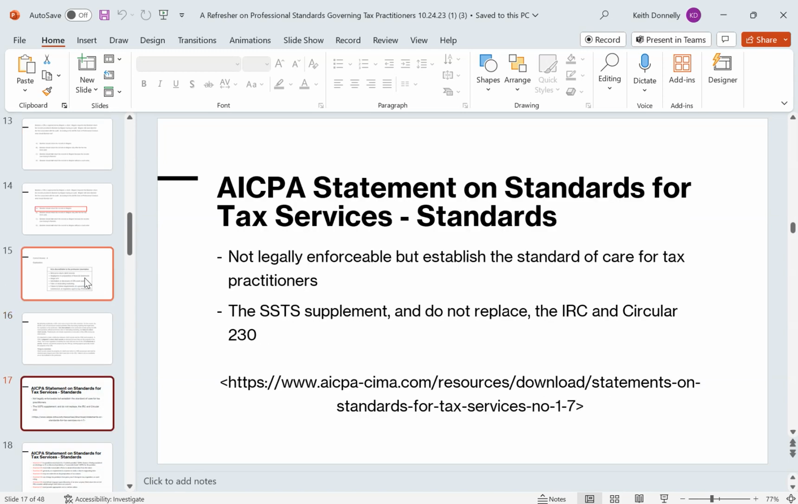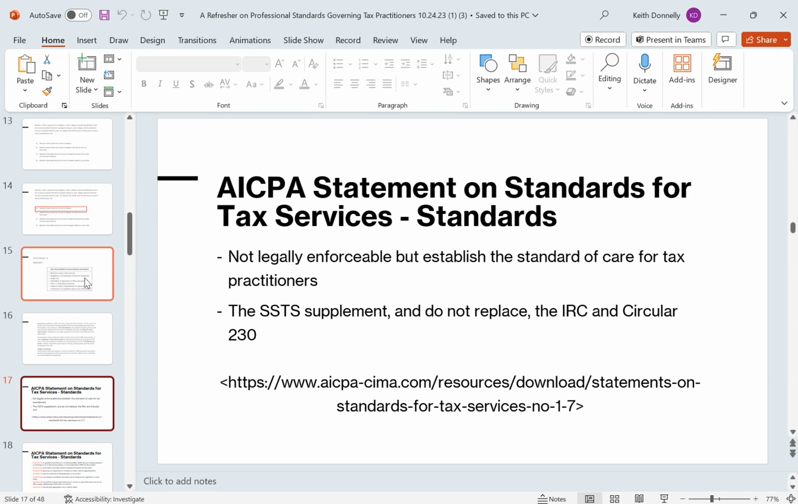All right, next up here, the statement on standards for tax services. We'll see at the end, right? So the code of conduct and the statement on standards on tax services, these aren't law per se, right? It's not like you can go to the federal government or the state government and find these things. Where they come into play is if you get sued for negligence, which we'll talk about. There's 4 elements to that. They help establish the standard of care.